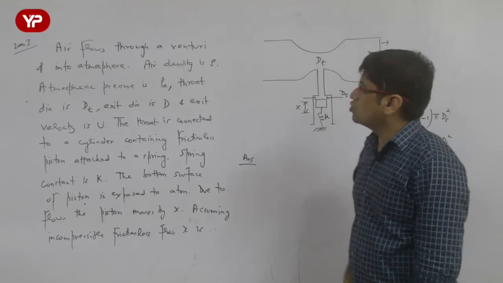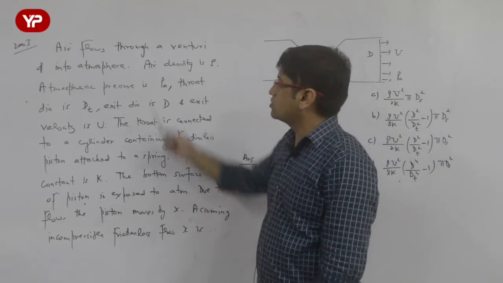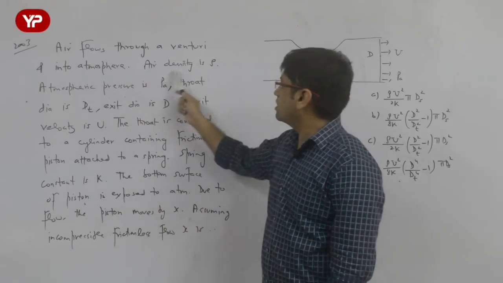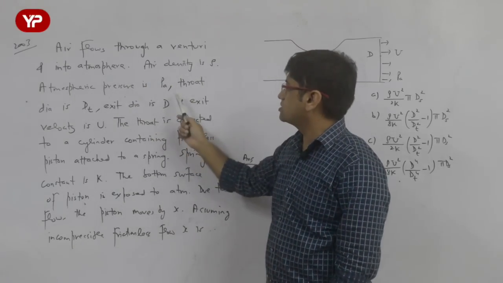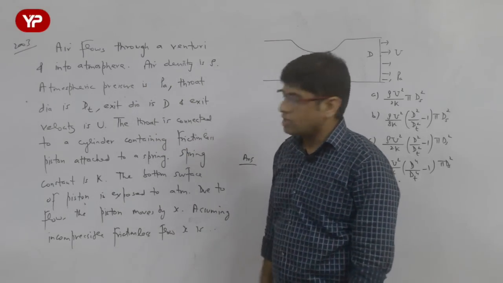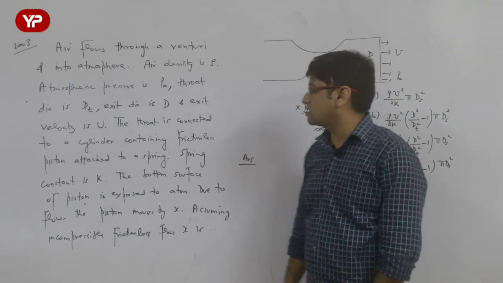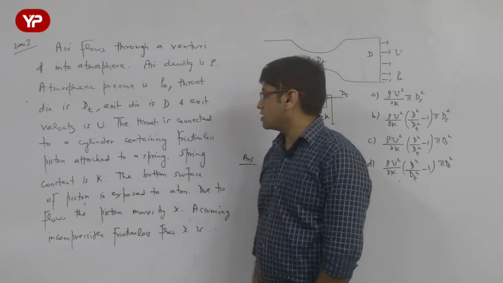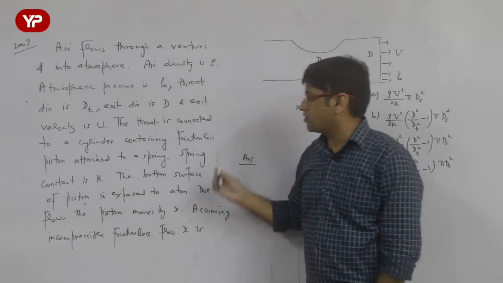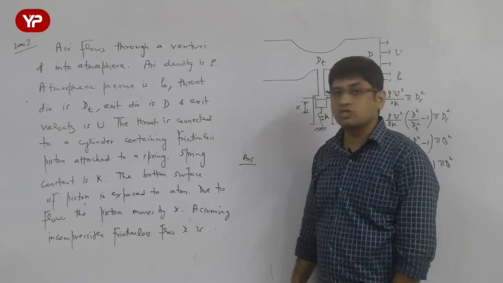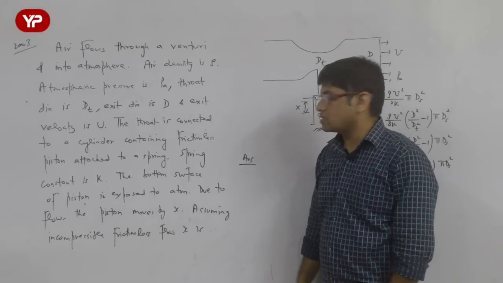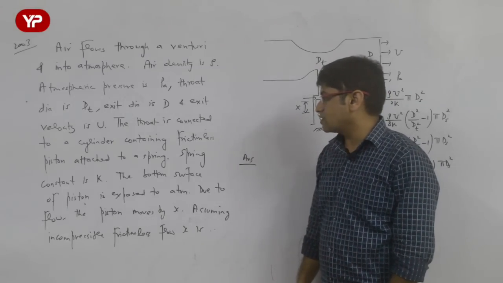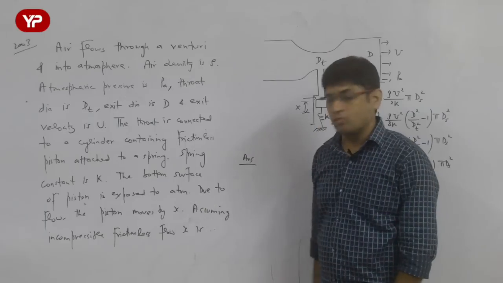Air flows through a venturi into the atmosphere. Air density is rho and atmospheric pressure is Pa. Throat diameter given is dt and exit diameter is d and exit velocity is u. Throat is connected to a cylinder containing a frictionless piston which is attached to a spring. The spring constant is K. The bottom surface of the piston is exposed to atmosphere.